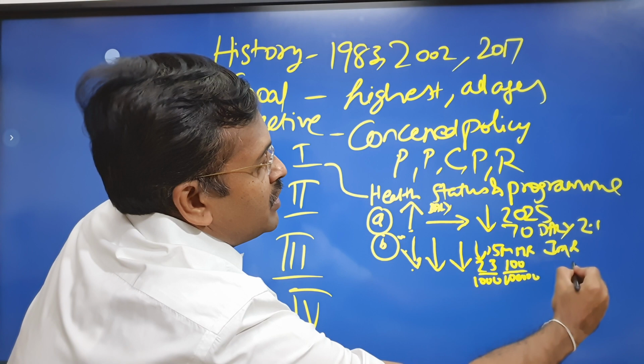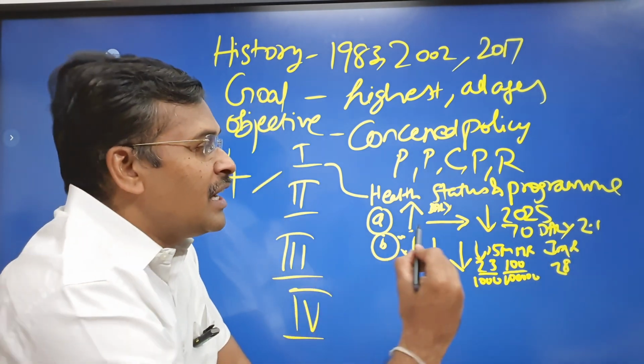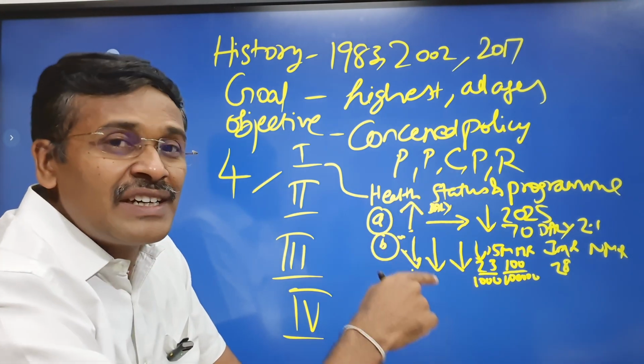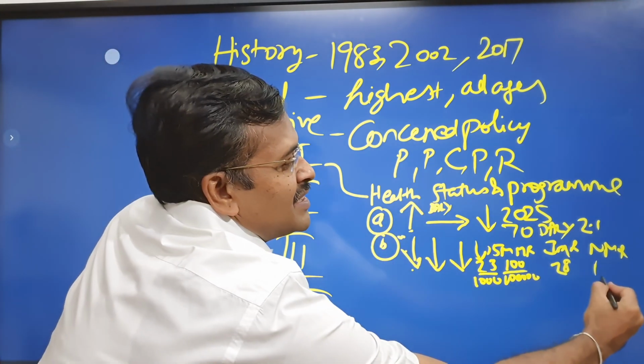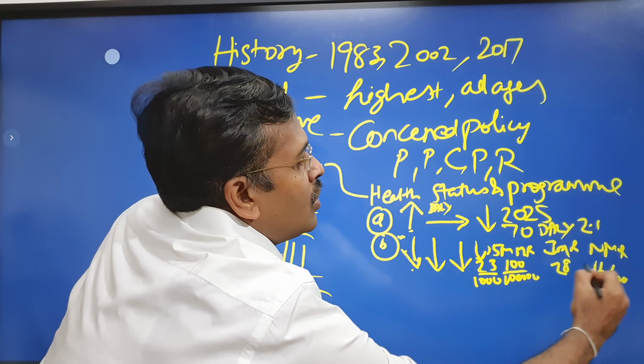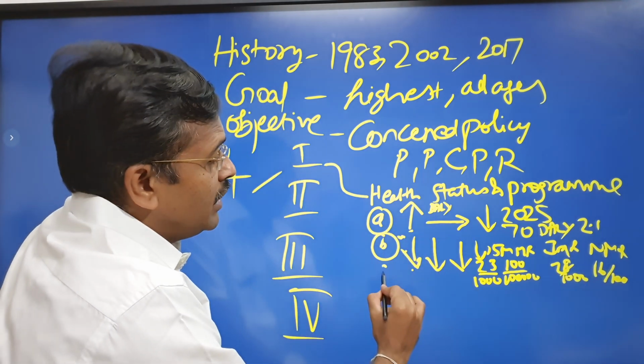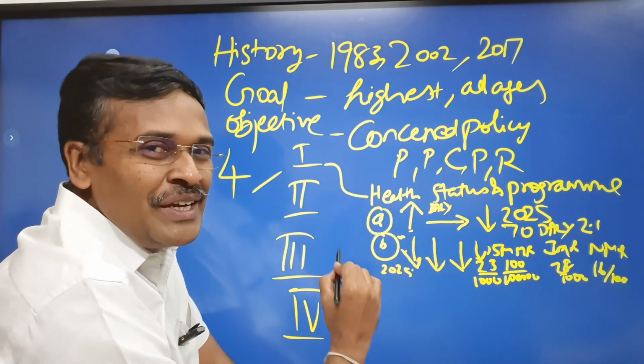Infant mortality should be reduced to 28. Then neonatal mortality, you know the neonatal period. We want to see reduction in neonatal mortality to 16 per thousand. So all these things we would like to achieve by the year 2025.